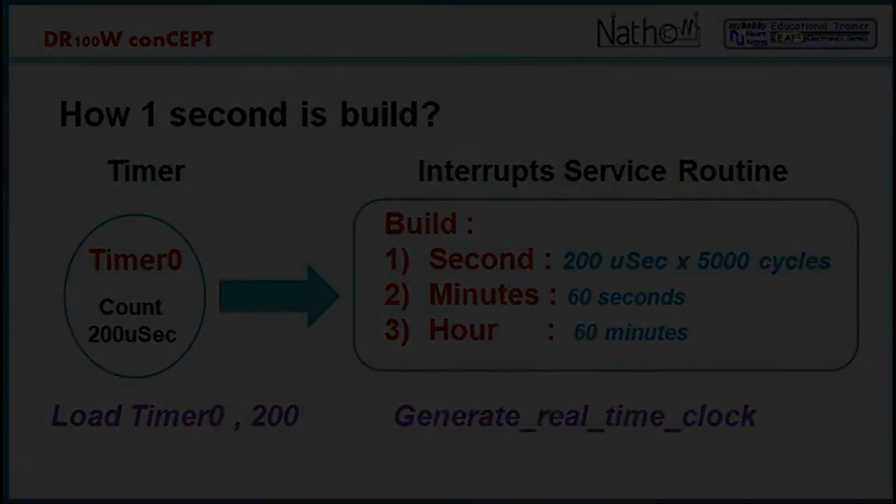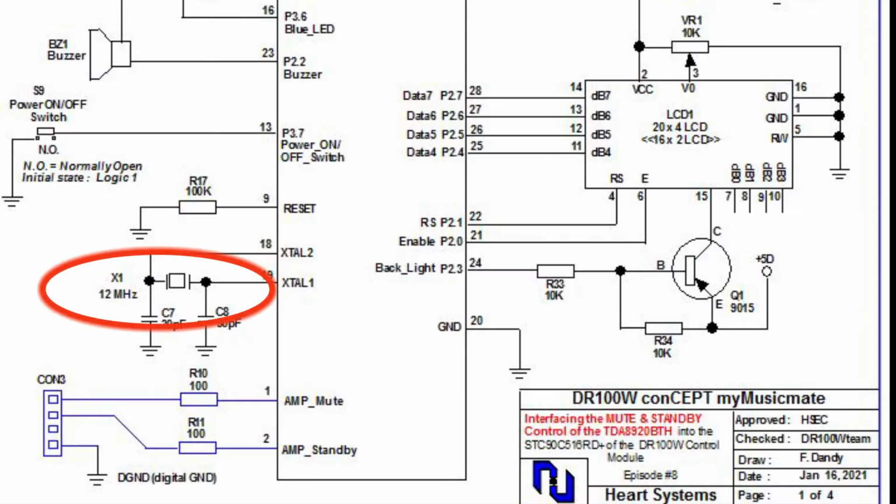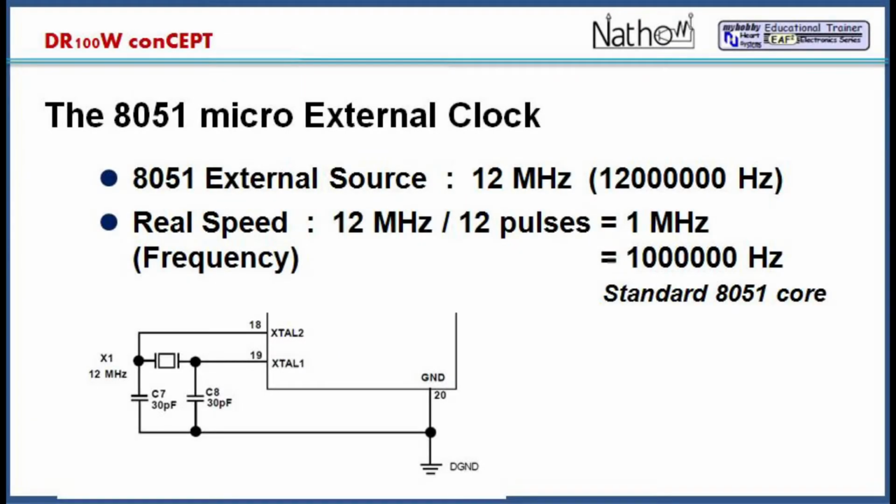Let me make one step backward by looking at the hardware and why I need an external clock source like the crystal. Our clock source is at 12 megahertz, that is the speed or frequency. It is 12 million cycles per second, but the real frequency is only 1 megahertz since the standard 8051 requires 12 pulses of crystal to have one instruction.